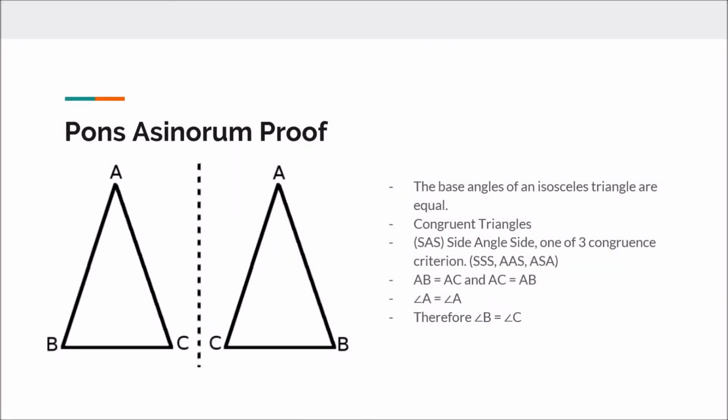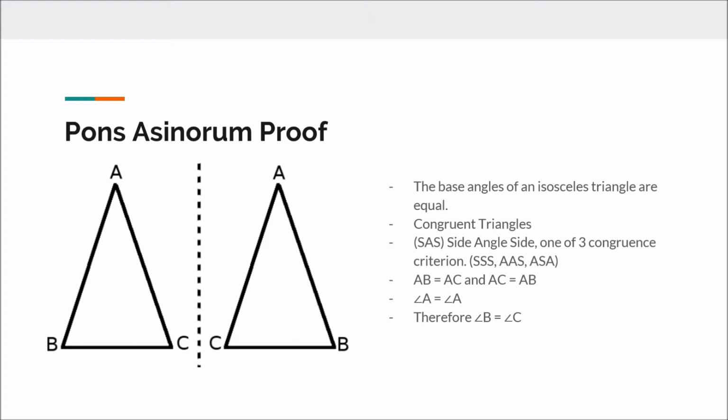In order to prove Morley's theorem, we're going to have to call on Pons-Asinorum. Pons-Asinorum tells us that the two base angles of an isosceles triangle are equal. We will prove this to be true using the side-angle-side congruence criterion, one of three congruence criteria for triangles, along with side-side-side, angle-angle-side, and angle-side-angle.